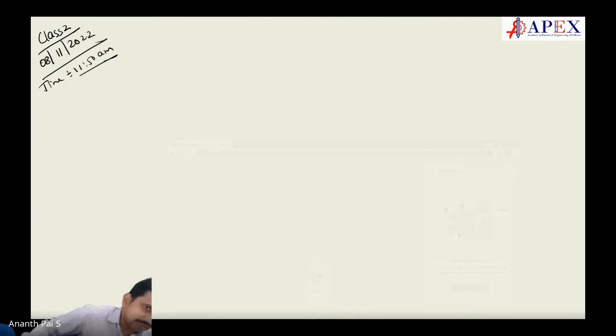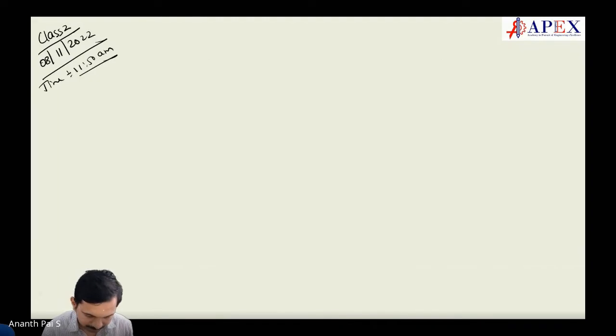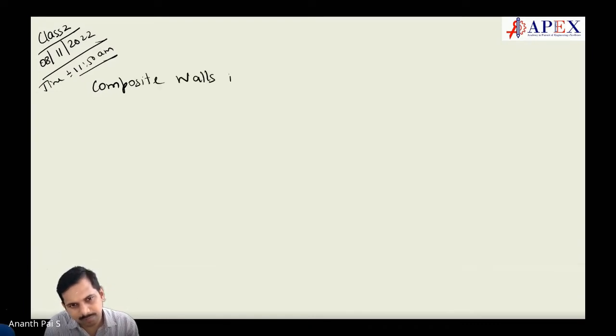So let us see. We have seen now how composite walls in series behave. Now, what do you mean by composite walls in parallel? Let us see how to do it.